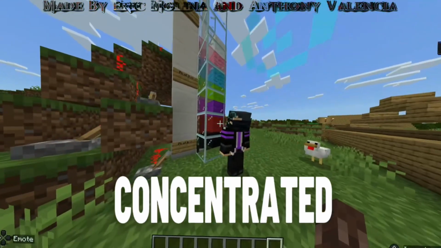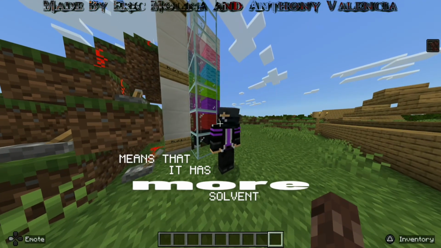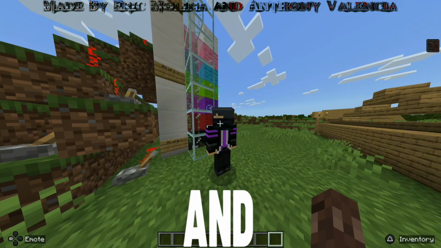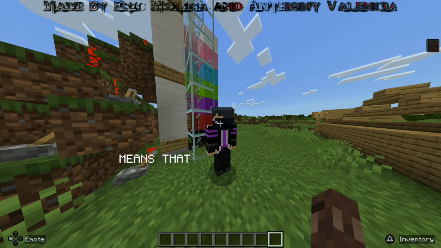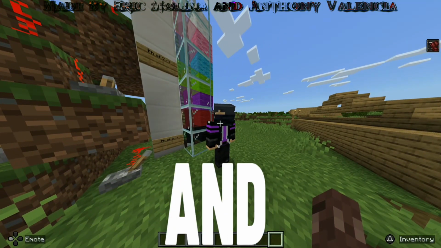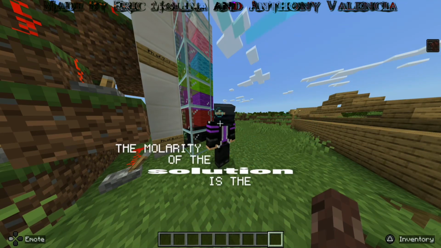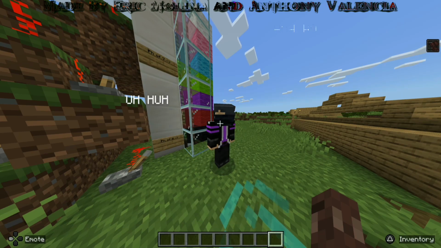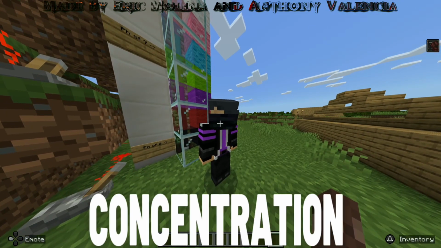The more concentrated a solution is, the more solute it has in it, and henceforth it becomes darker over time. And the more diluted it is, the less solute there is in it, and it becomes a bit brighter. And so the molarity of a solution is the number of moles of solute dissolved in 1 liter of solution. It is also a common unit when comparing the concentration of different solutions.